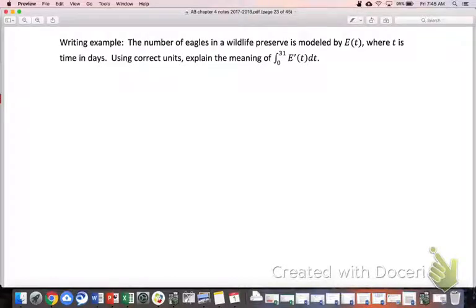Read it out loud for you. It says the number of eagles in a wildlife preserve is modeled by E of t. So some important things to note about that. It says the number of eagles, right?